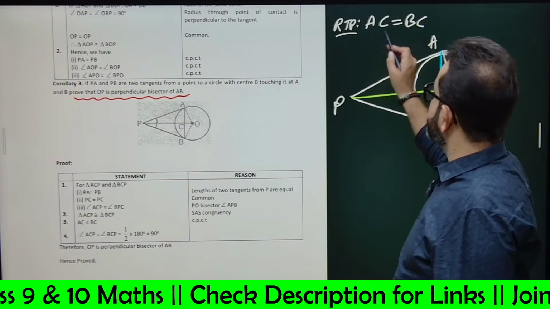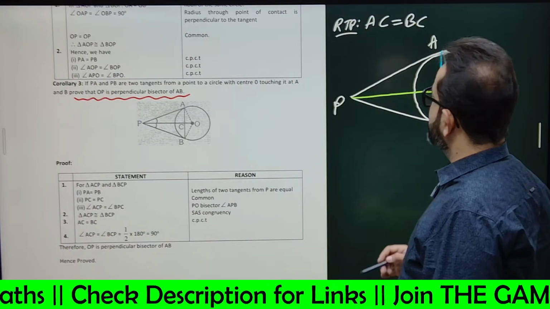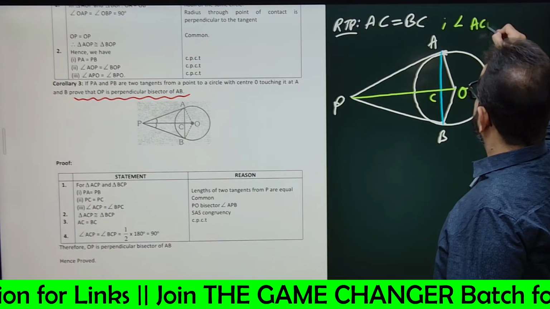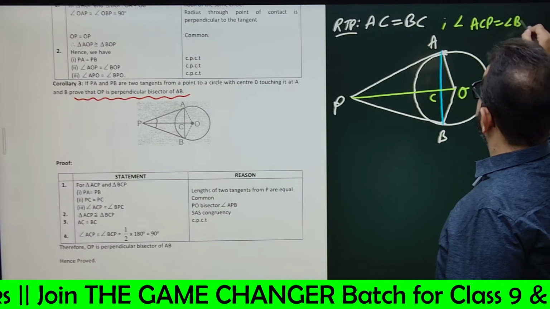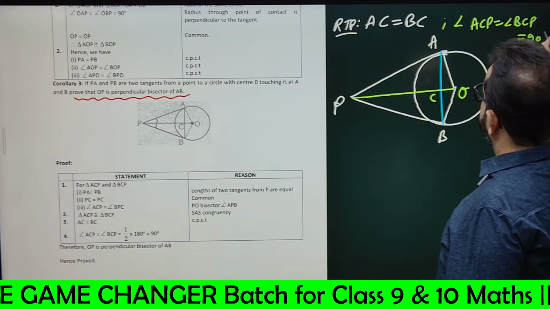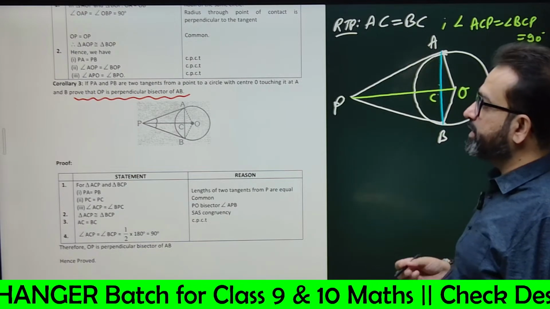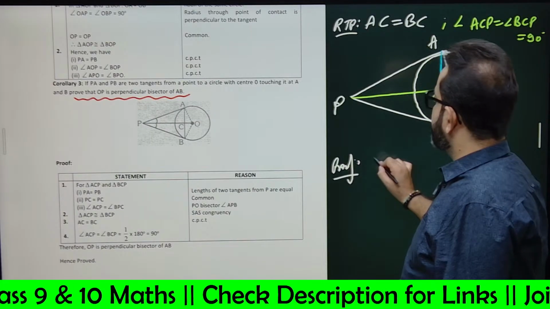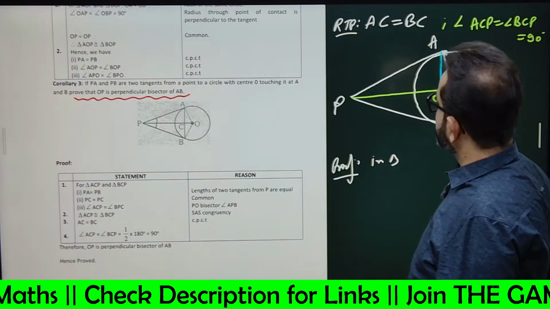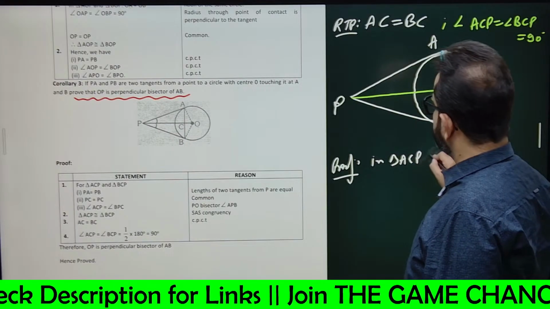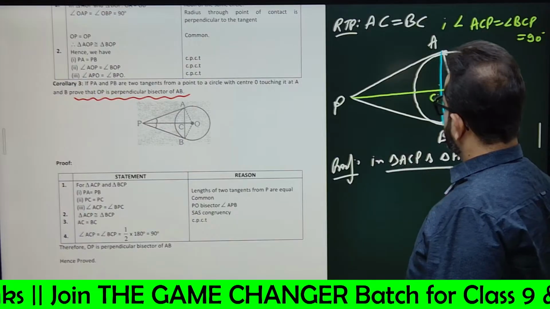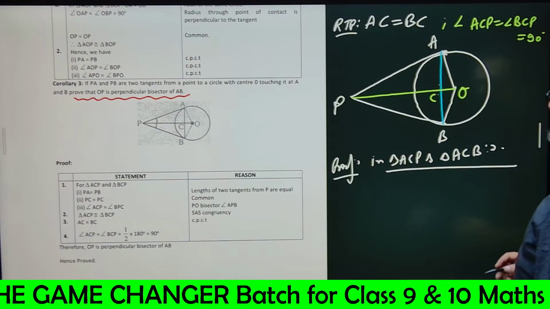So what is required to prove? AC equals BC. This point is C. And angle ACP equals angle BCP equals 90 degrees. This angle equals this angle, 90 degrees, you have to prove. So in the first proof, you will write what? Take two triangles, the upper one, triangle ACP and triangle BCP.